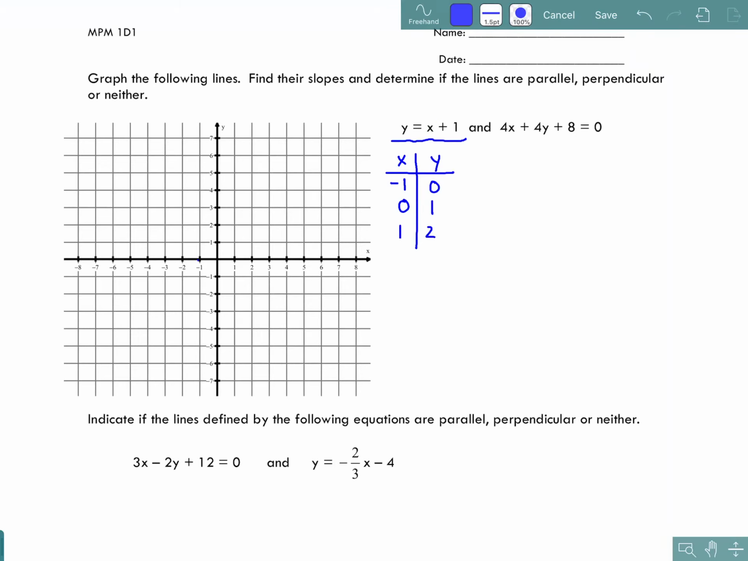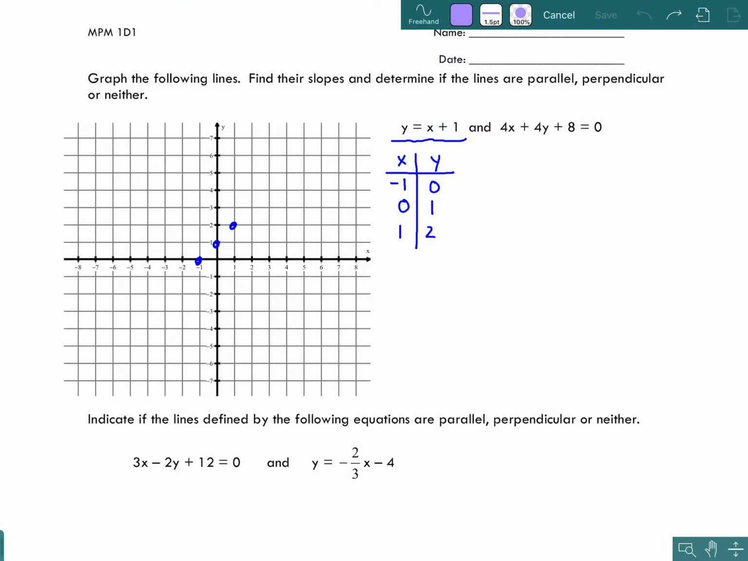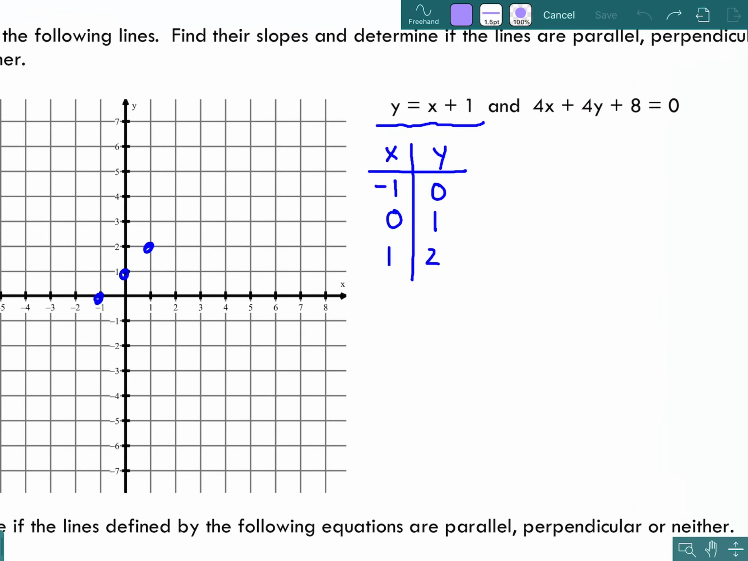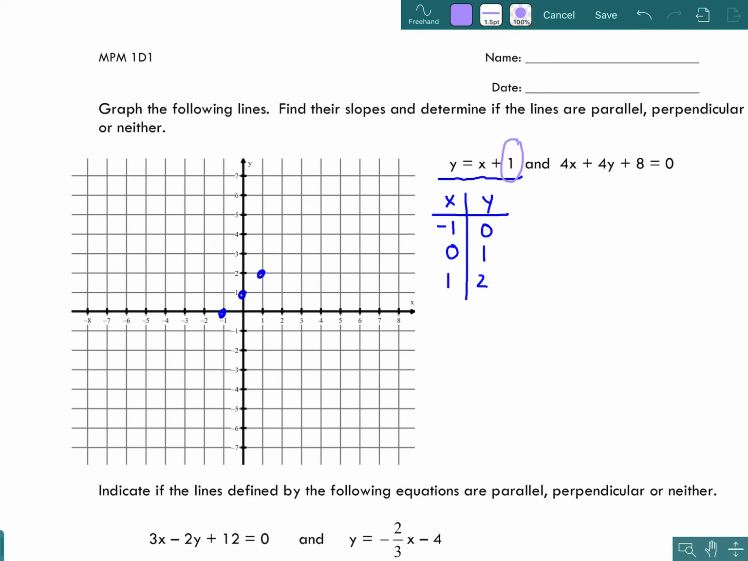So we could put these points on and graph it this way. 0 and 1 and 1 and 2. All right. Then we join those points with a straight line and we'd have our line drawn. Now another way that you can graph it would be to start with the y-intercept. Right here, this value 1 tells us that the line is going to cross the y-axis at the point 1.